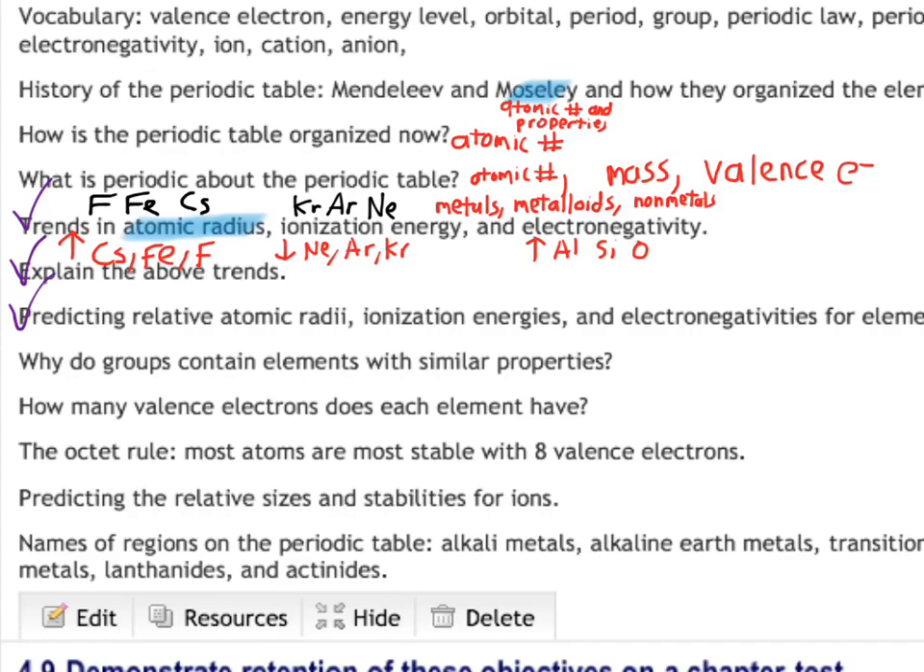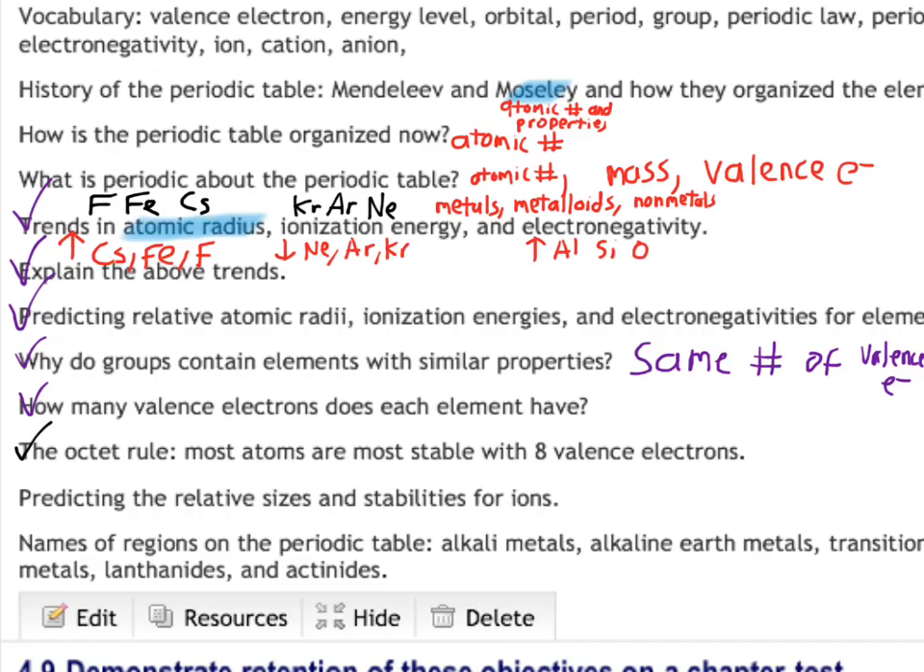Groups contain atoms that have similar properties because they have the same number of valence electrons for each group. You can figure out the number of valence electrons that each element has by looking at its group number. So it goes 1 for group 1, 2 for group 2. The transition metals, group 3 through 12, have varying numbers of valence electrons, 1 or 2, and then 13 is 3, 14 is 4, 15 is 5, 16 is 6, 17 is 7, 18 is 8. So the octet rule: noble gases are stable because they have 8 valence electrons. That fills up their outer energy level.